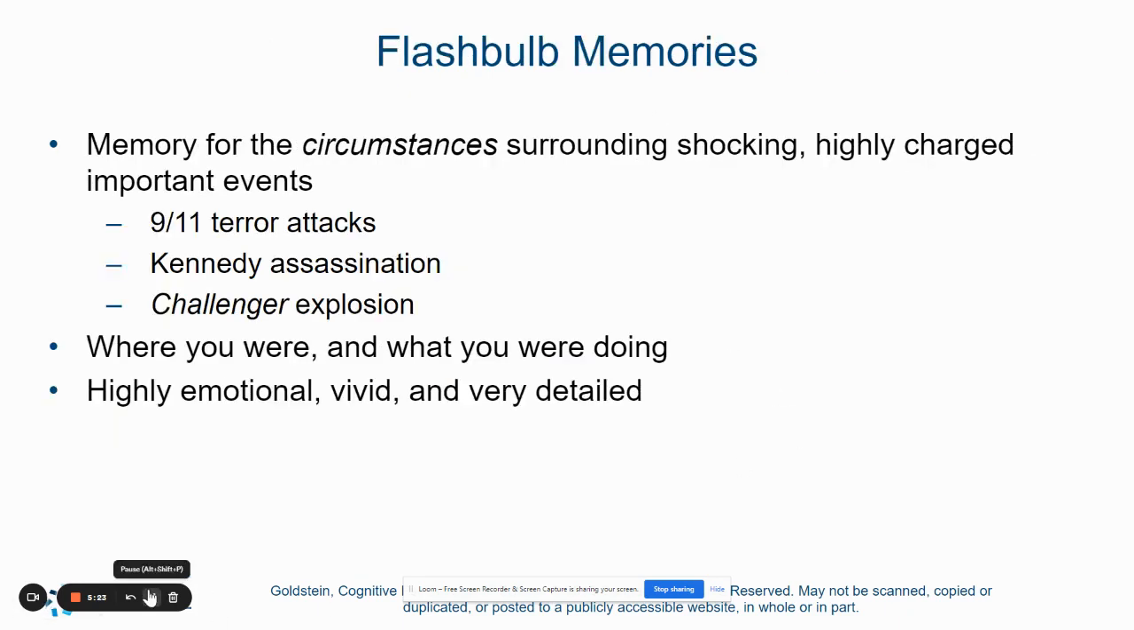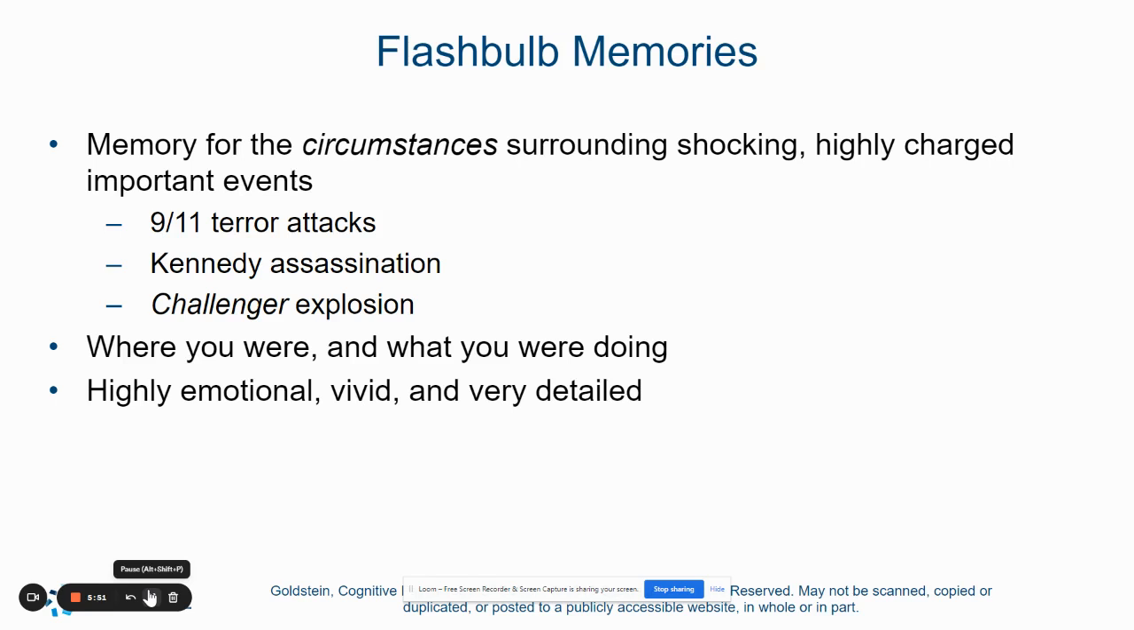And just as I mentioned, flashbulb memories. A flashbulb memory is a memory for the circumstances that surround something shocking and highly charged. Now, you won't remember the whole experience, but you probably can see a flashback. Most of you probably remember where you were during the 9/11 terror attacks. I know that I remember where I was, and I remember what I found out about that.